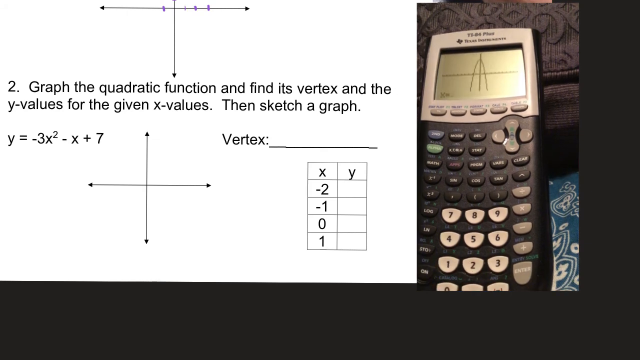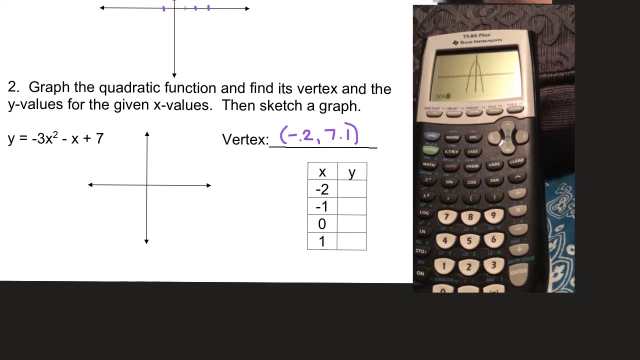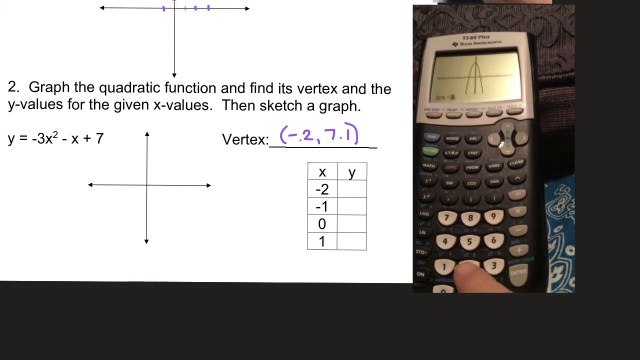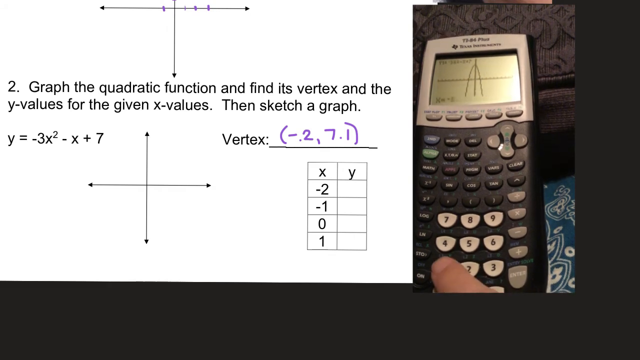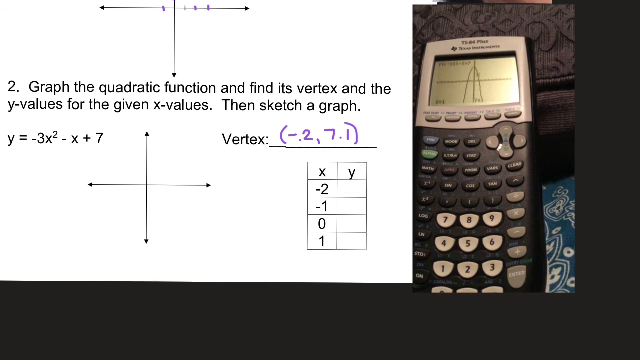Please write that down at this time. Now to find some values on the graph, you will go to second calc, number 1, and then start putting in your x values. Record your y values, and then you'll be ready to graph. Pause the video here to fill in your chart and sketch your graph.